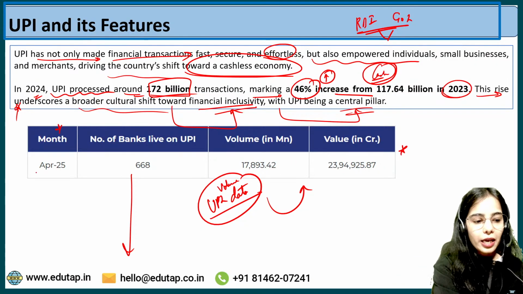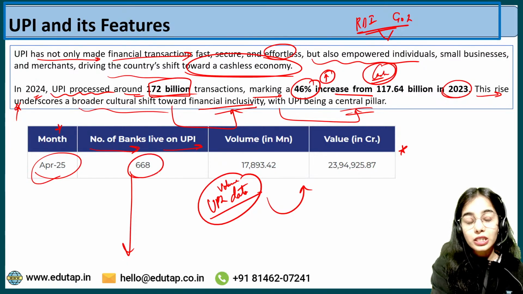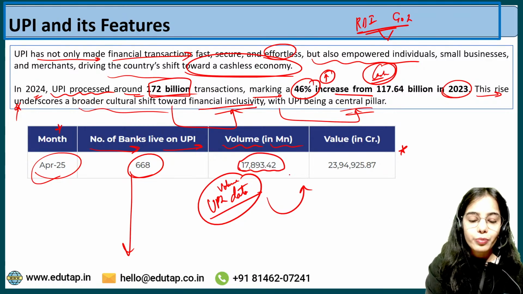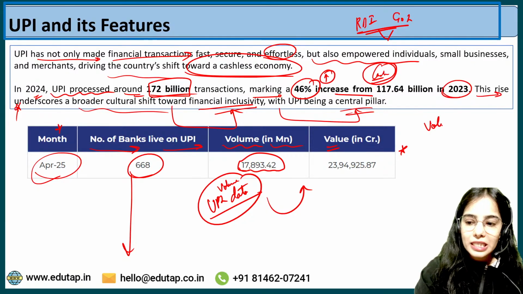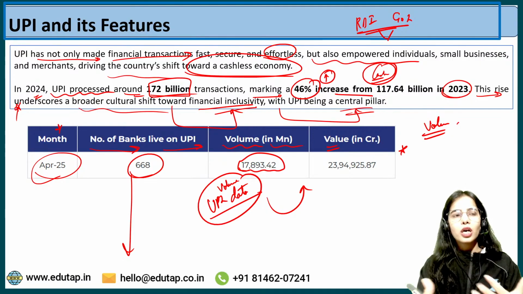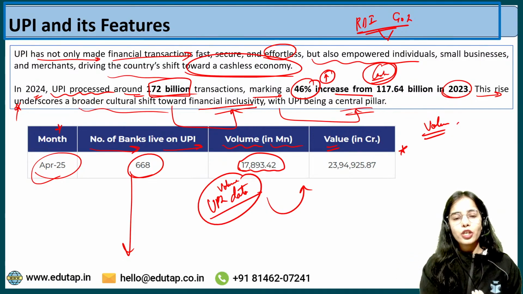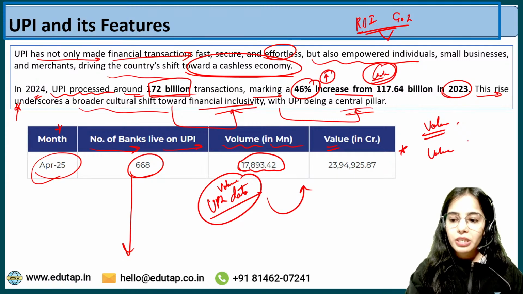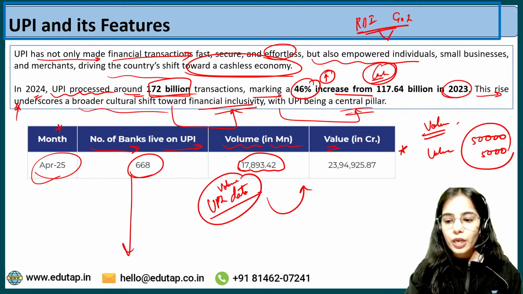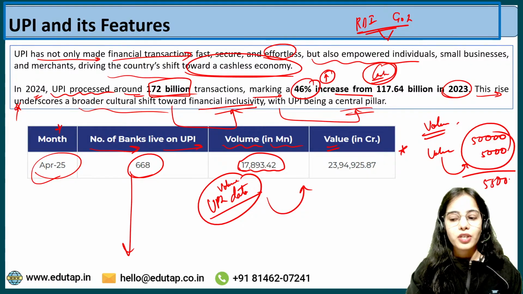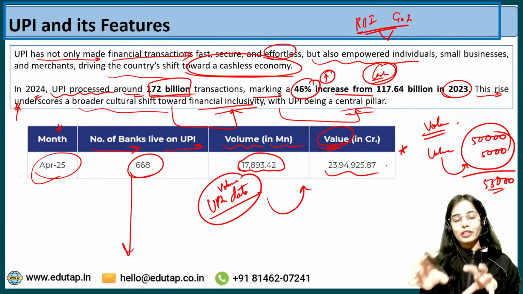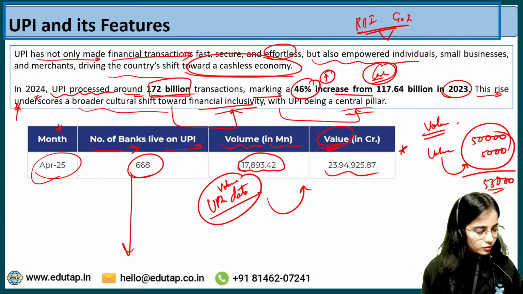You can see that in April 2025, the number of banks live on UPI was 668 and the volume in millions was 17,893.42. Volume is the number of transactions happening. Let's say you and I are doing two transactions, I am giving you money two times. The value of transaction means, let's say the first time I give you 50,000 rupees and the second time I give you 5,000 rupees. The value of transaction is in total 55,000. So volume is the number of transactions, and value means the actual value of the transactions that have happened. Any confusion till now?